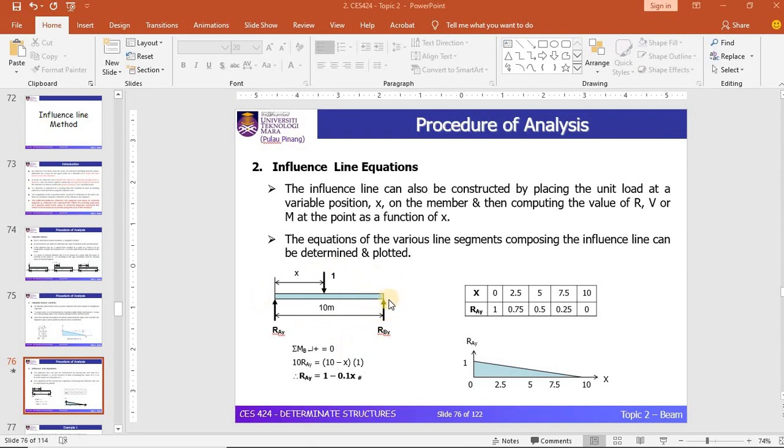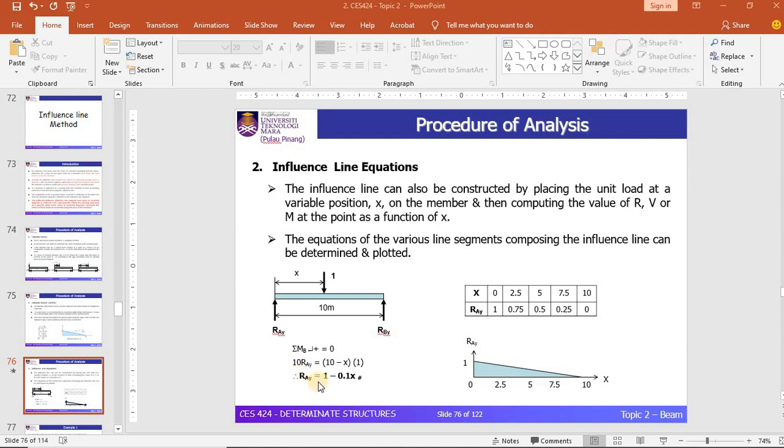So by taking moments about point B, you can see that we have RA multiplied by 10, and we have 1 multiplied by (10 minus x). Okay, so 10 minus x. Rearranging this equation, you will get RAy equal to 1 minus 0.1x.